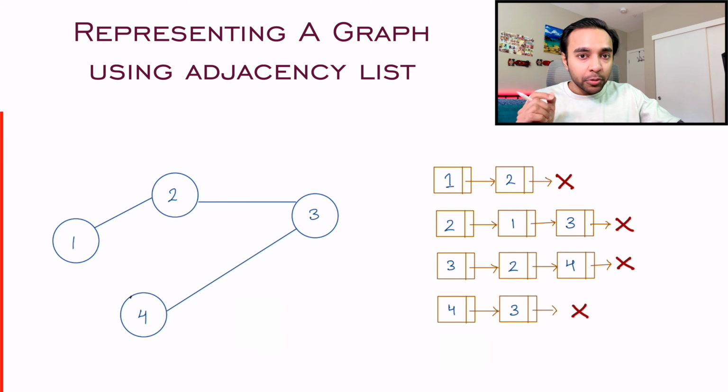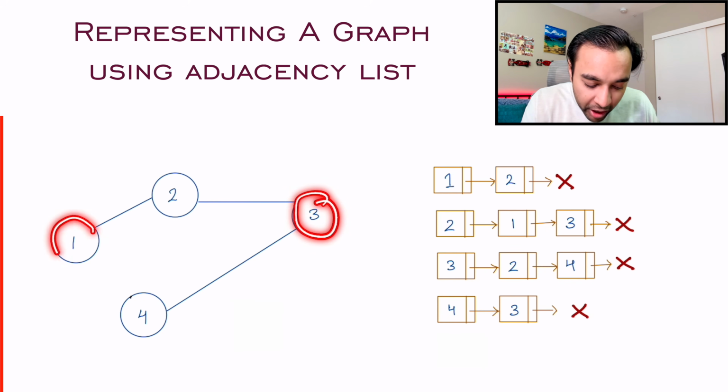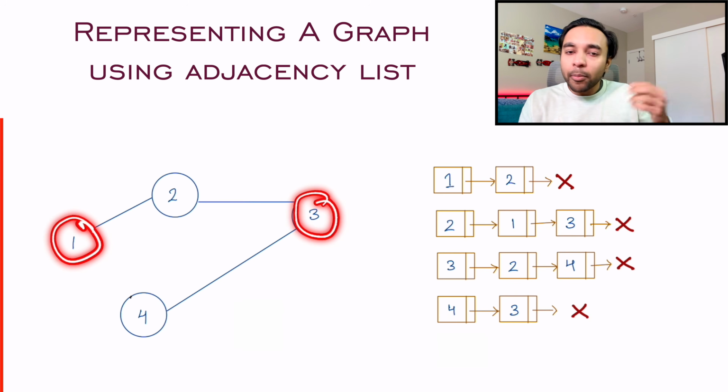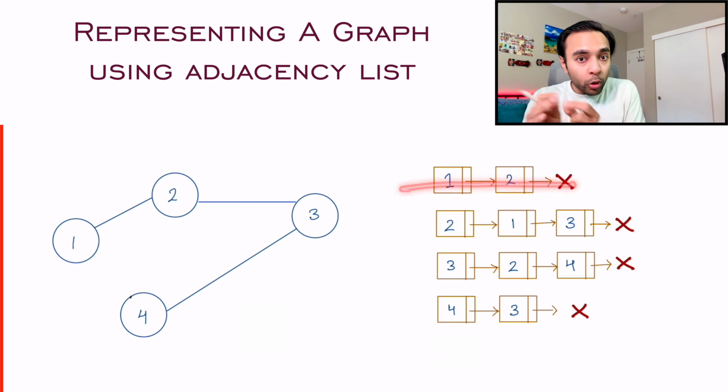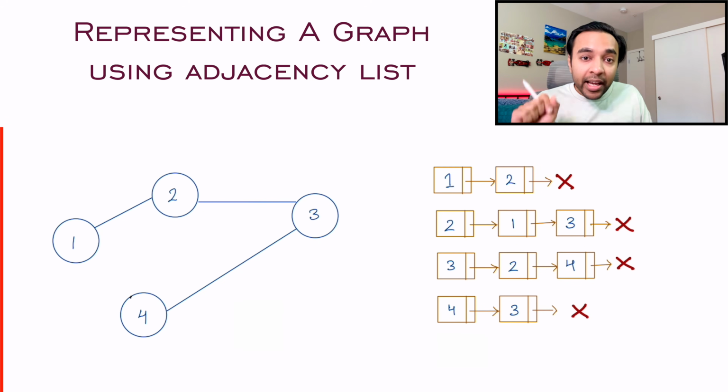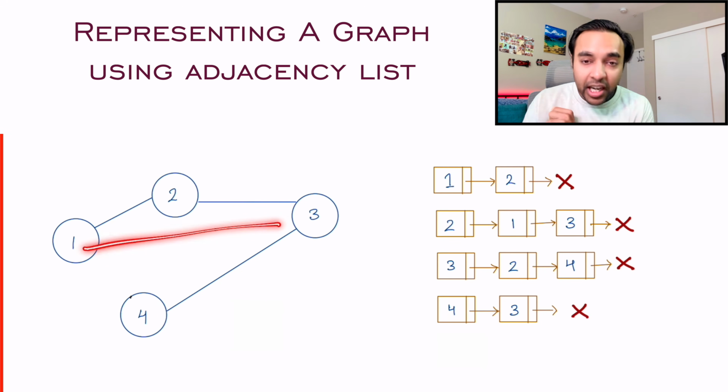If someone asks you, hey, is there a direct connection or an edge between node 3 and node 1? So you can start from either of the nodes. You can look at node 1 and try to traverse it. Once you traverse it, you don't find node 3 over here. It simply means that there is no edge between node 1 and node 3. And you can see it from the graph as well, right?